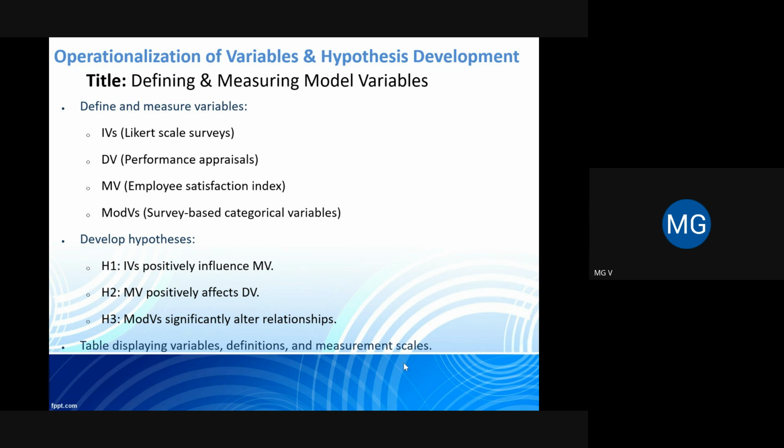Once we define our variables, we establish hypotheses predicting the relationships between them. For example, we hypothesize that the IVs positively impact MV, that is H1. MV positively affects DV, that is H2. And mod Vs significantly alter these relationships, that is H3. The accompanying table can summarize these variables, their definitions, and measurement methods.